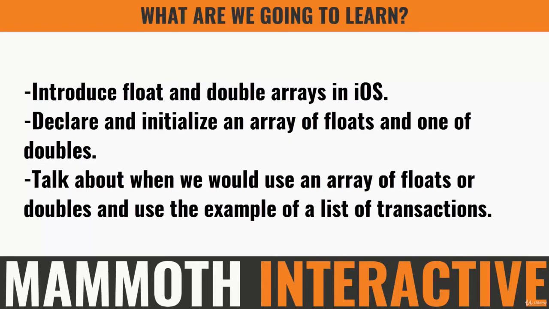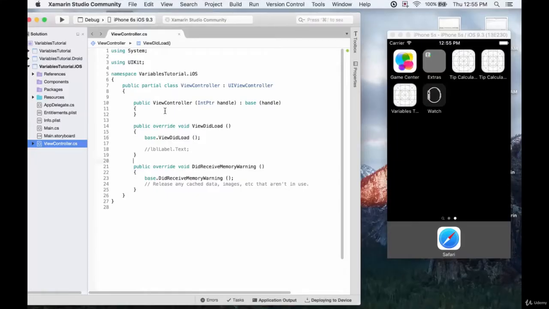We're going to talk about when we would use an array of floats or doubles versus maybe an array of integers. And we're going to use the example of a list of bank transactions. So now we've seen Boolean and integer arrays, let's take a look at arrays of floats and arrays of doubles.